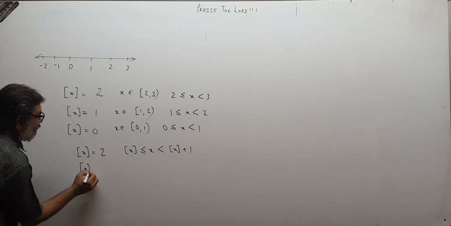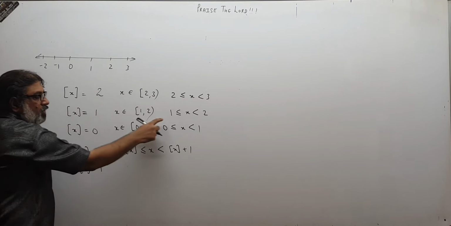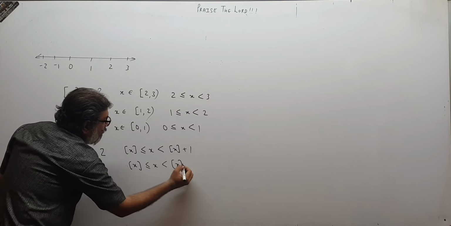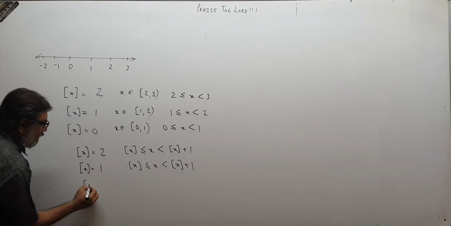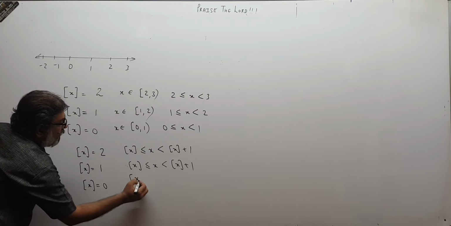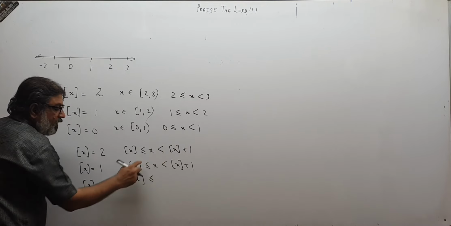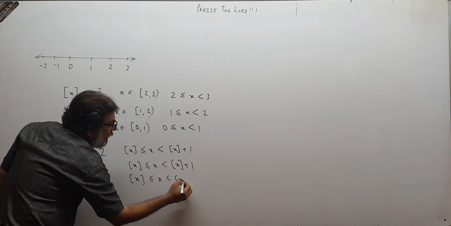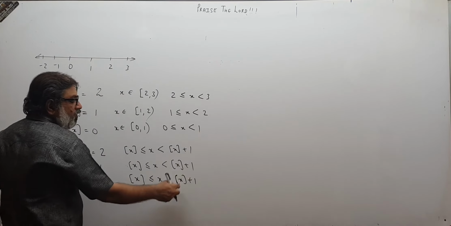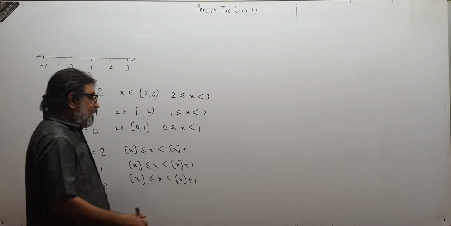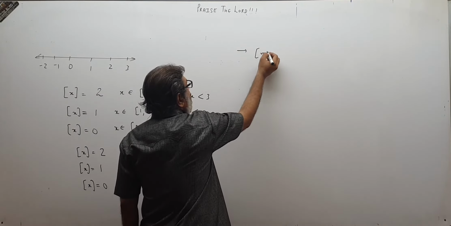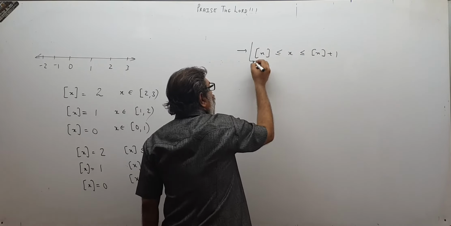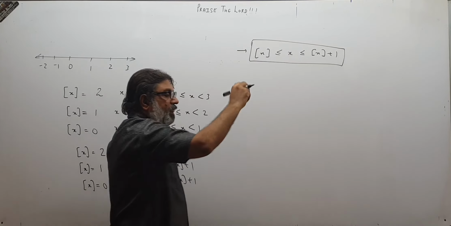When integer part of x was 1, so this was the thing. 1 means what? Integer part of x less than equal to x less than integer part of x plus 1. And similarly when integer part of x was 0, 0 means integer part of x less than equal to x less than integer part of x plus 1. 0 plus 1, 0 means integer part of x. So in general, remember the property, child, that integer part of x less than equal to x less than integer part of x plus 1. This is true for every x. Please remember.